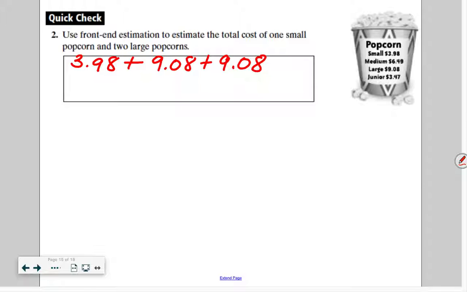So, using front-end estimation, add the 3, the 9, and the 9. What's 9 plus 9? 18. Plus 3. 21. Behind the decimal point, 98 hundredths is close to 1. Do I have to worry about the 8 hundredths in those? No. So 21 plus 1 is about? Make sure you put your dollar sign because it asks you to find money. It's going to cost me about $22 if that's what I purchase at the movie theater.